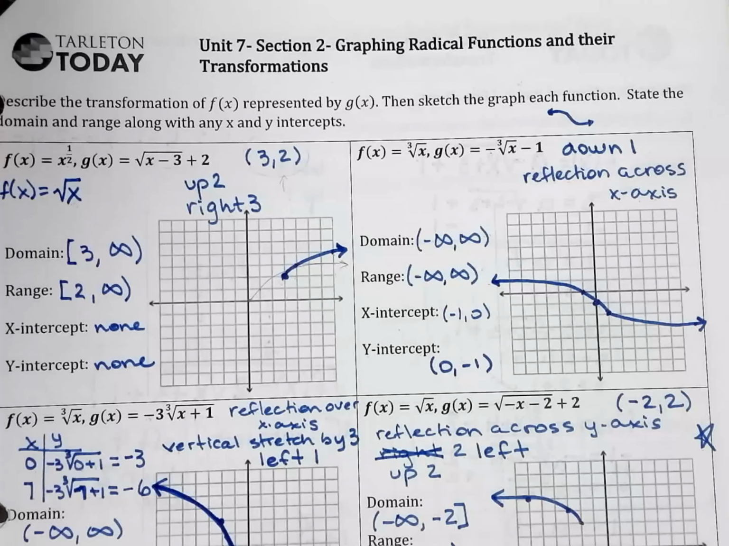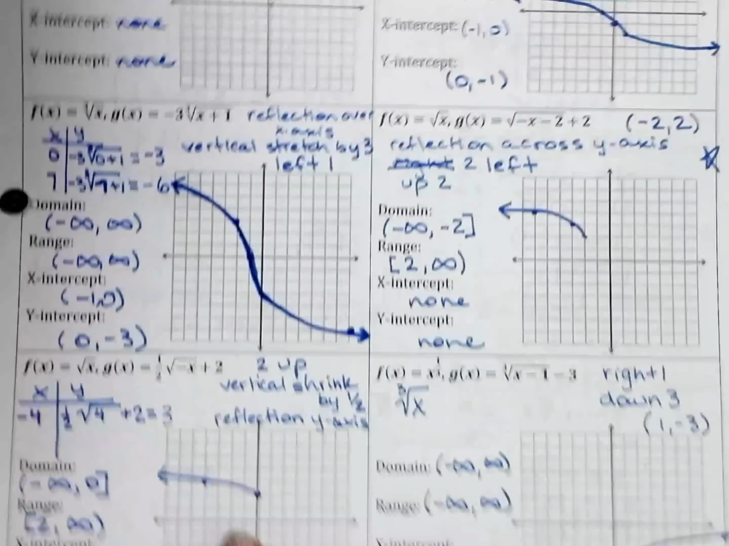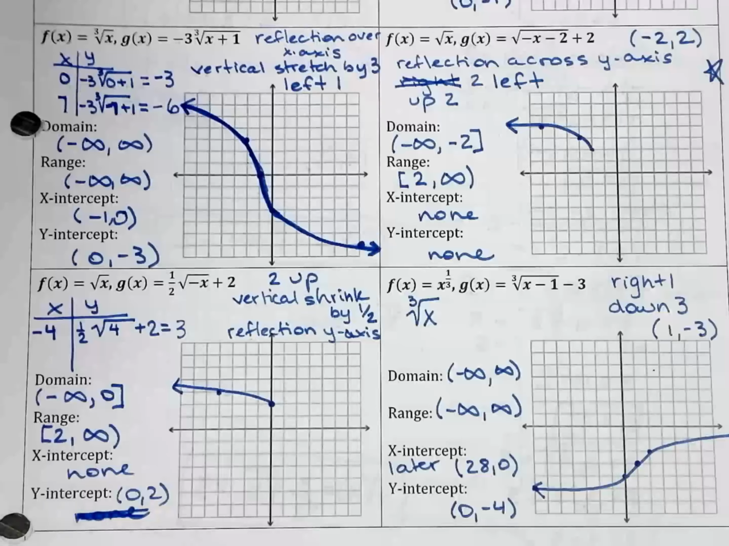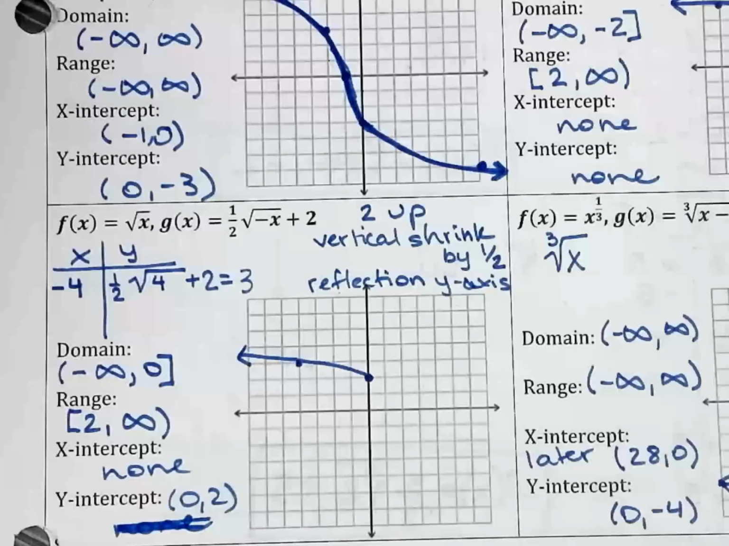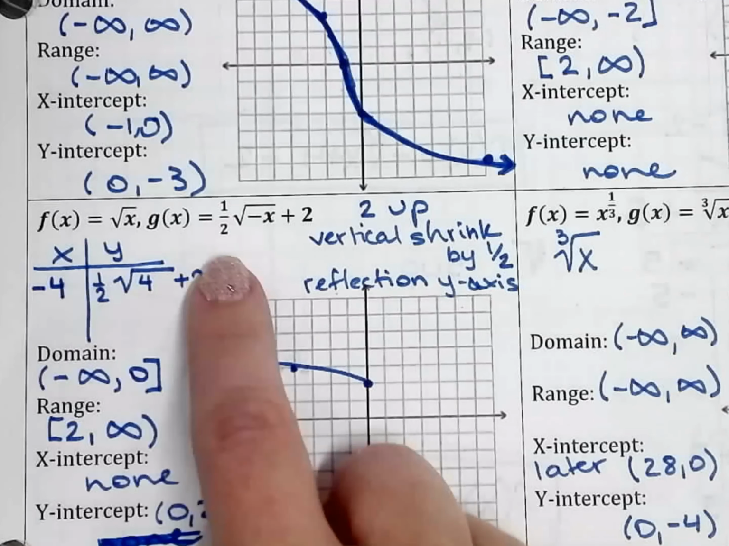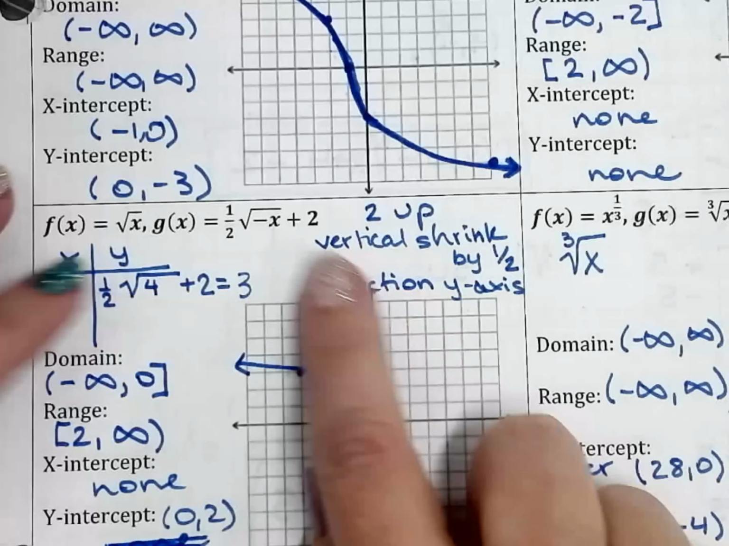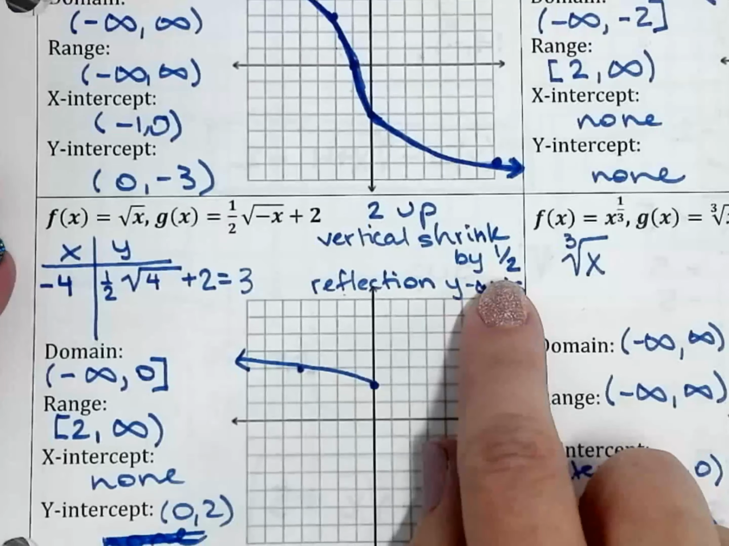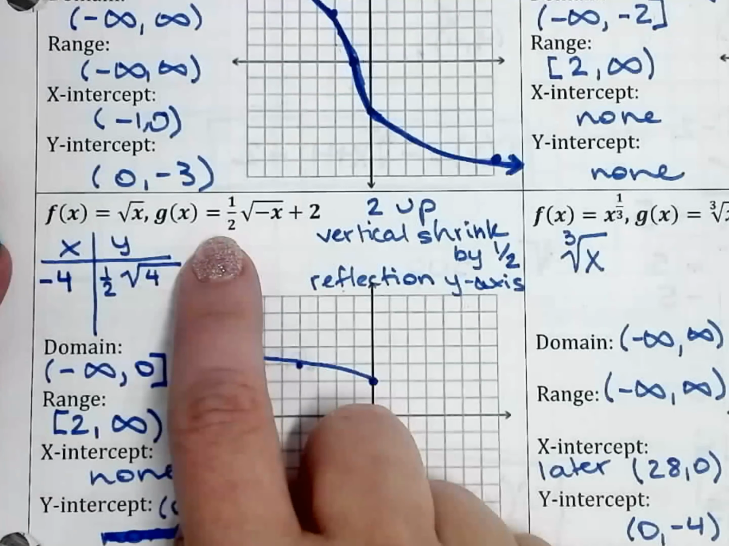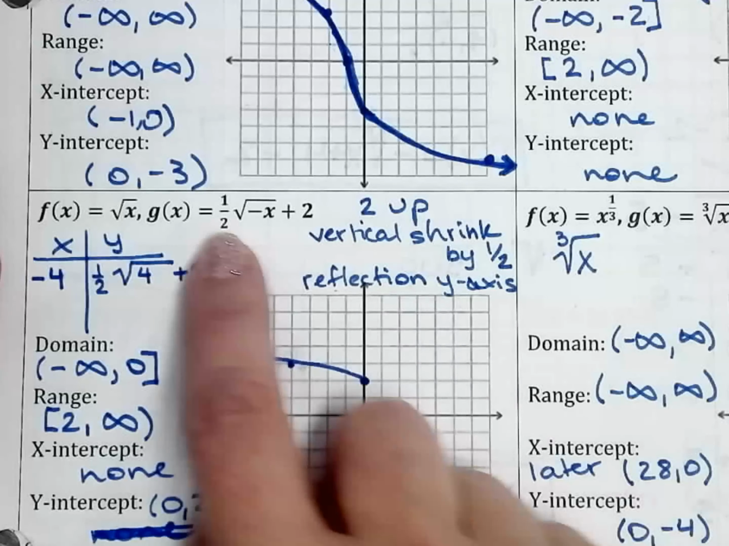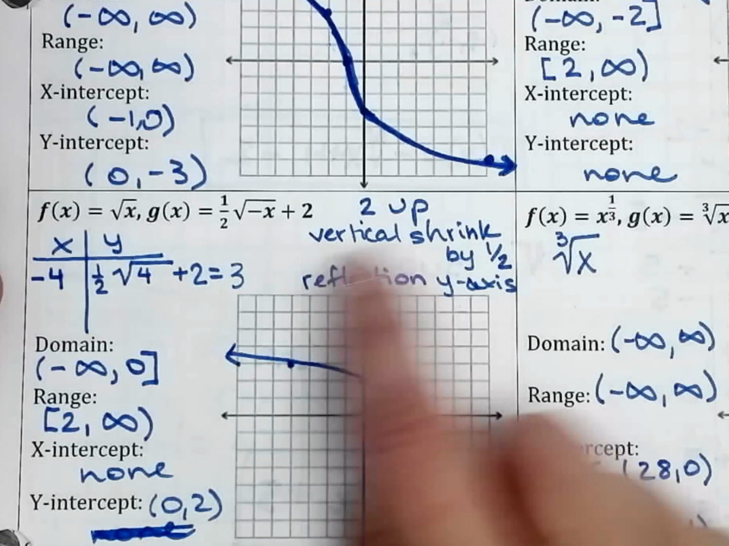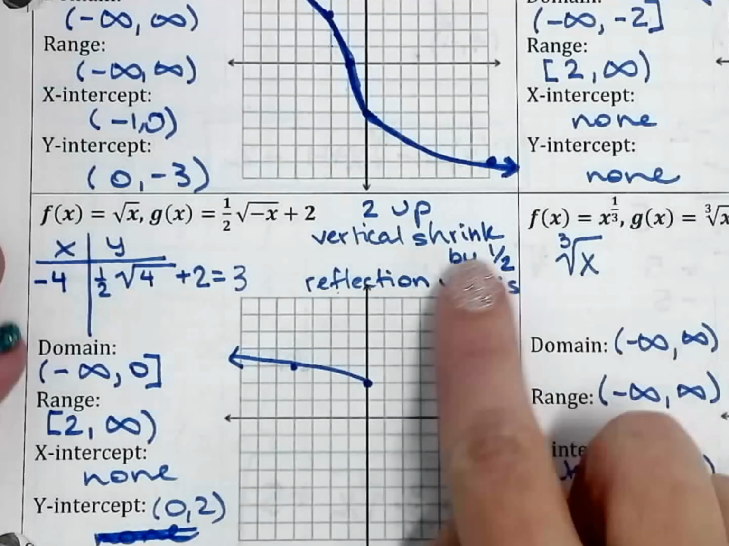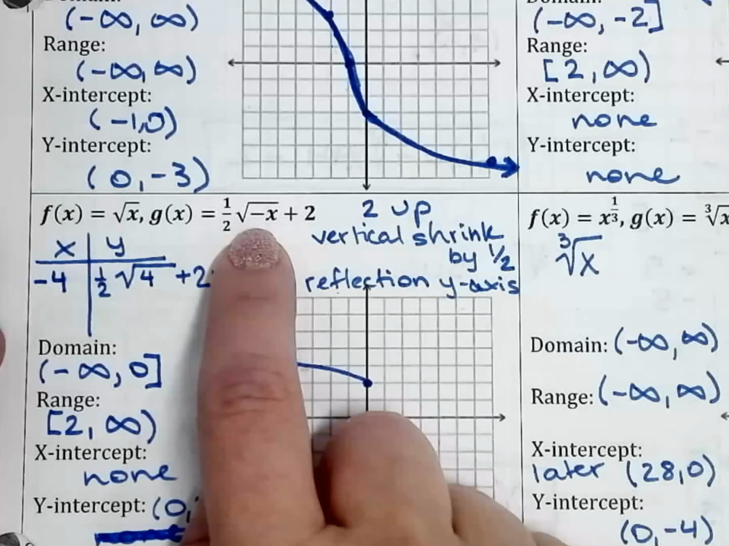We're back. This is Unit 7, Section 2. We are about to start this bottom one right here. So we have a square root of x, and then the transformation right here, it's 1/2. That means vertical shrink by 1/2. So when the number's in the front, that's vertical. It's 1/2, therefore it's shrink. 1/2 is between 0 and 1, so that's why it's shrink.